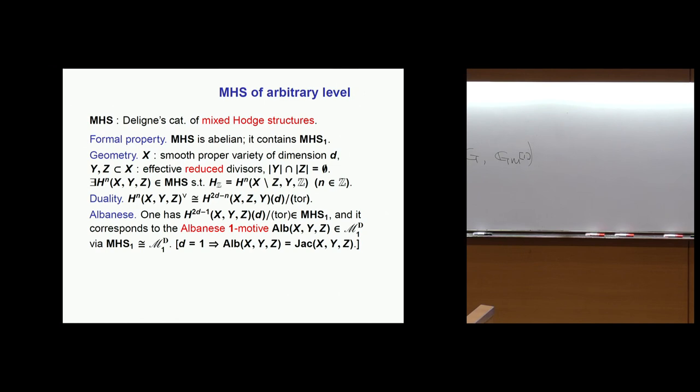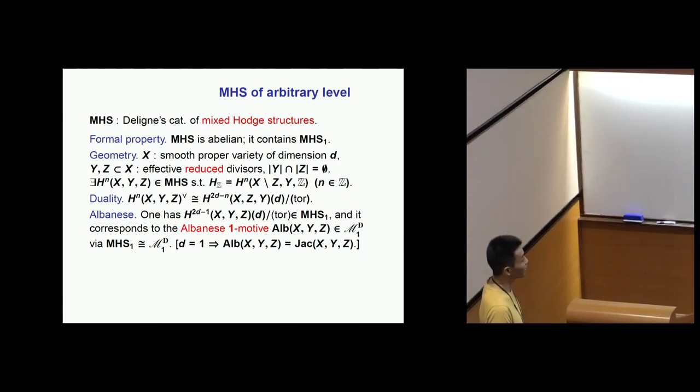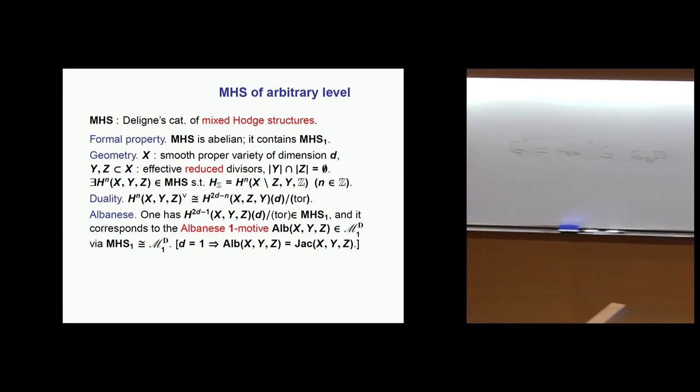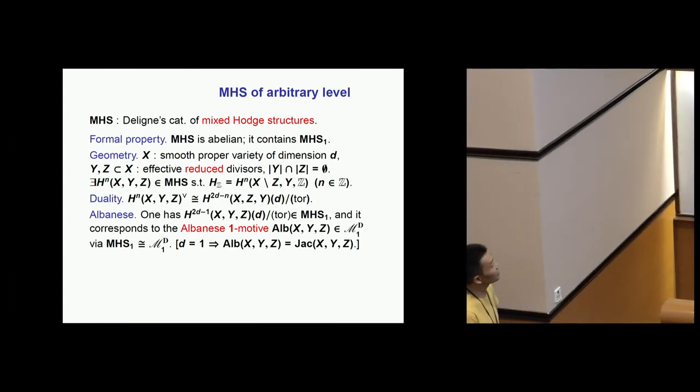This duality on mixed Hodge structures is, on the Z module, Abelian group level, defined by just the Z-linear dual. So the dual of any mixed Hodge structure will automatically be torsion free. So we need to divide by the torsion part. But the torsion part will appear in the Ext^1. But this is the most interesting part. This is the duality for mixed Hodge structures. And then now I look at the case where degree n is 2d minus 1.